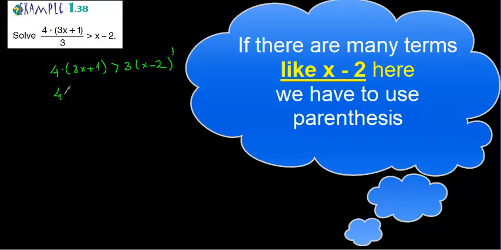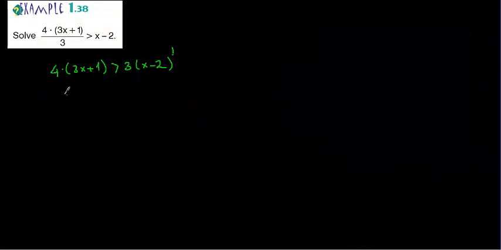So 4 times 3x is equal to 12x directly, let me write that one. 12x plus 4 is greater than 3x minus 6. When we send the terms to the other side, 12x minus 3x is greater than minus 6 minus 4, because when 4 goes to the other side it's going to be negative, and when 3x comes to this side, it is plus 3x, it becomes minus 3x.